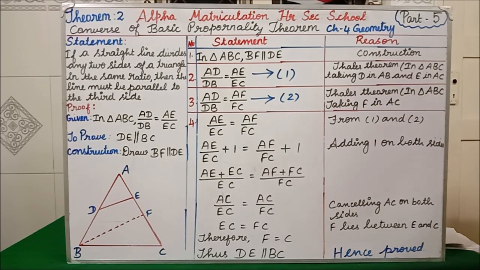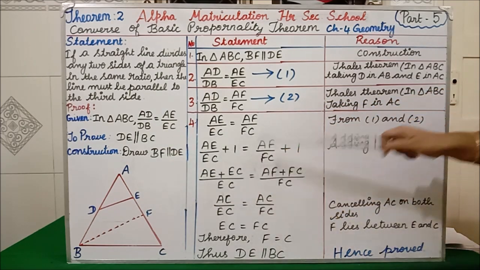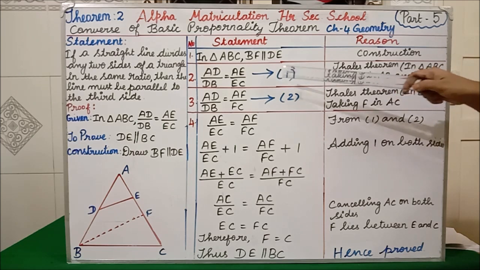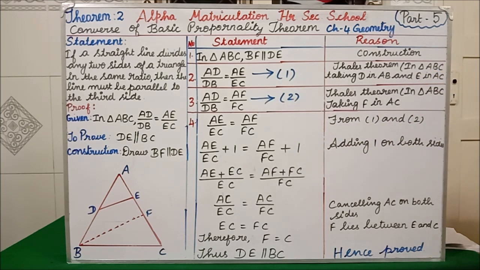So if only the point F is there, how will we write? AD divided by DB is equal to AF divided by FC. That is what I have written as statement number 3. Clear? Mark statement number 2 as equation 1 and statement number 3 as equation 2.